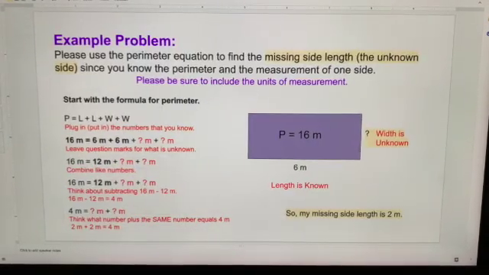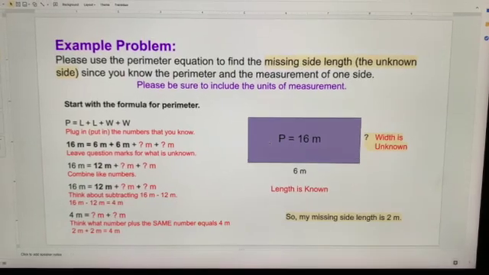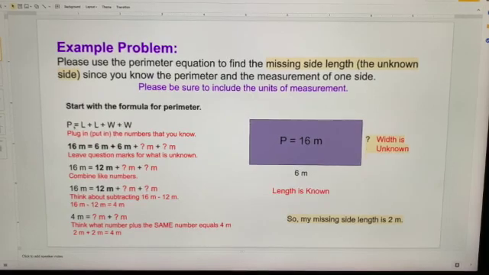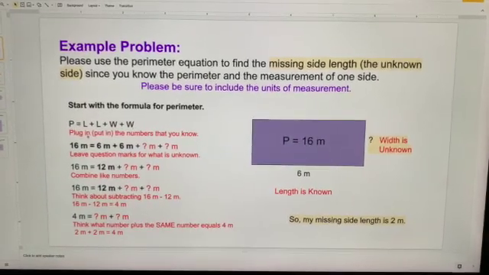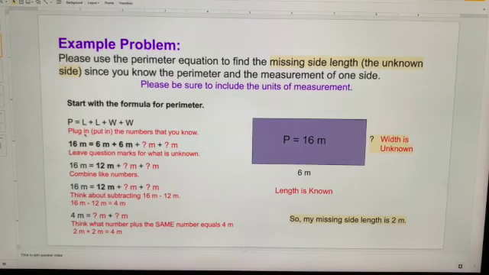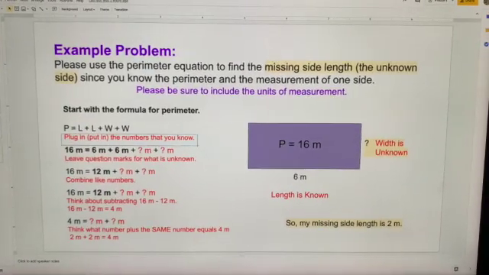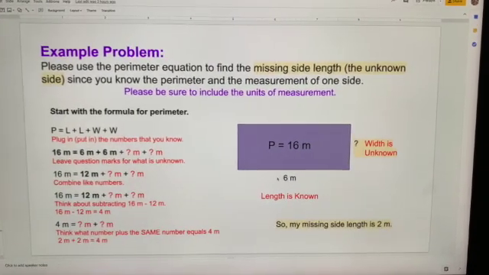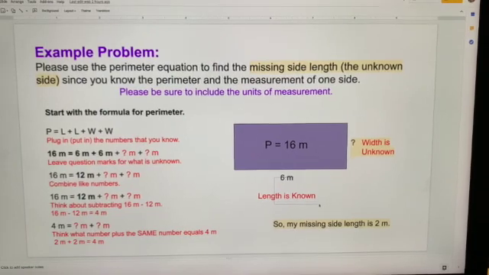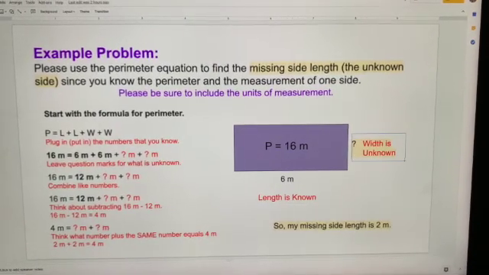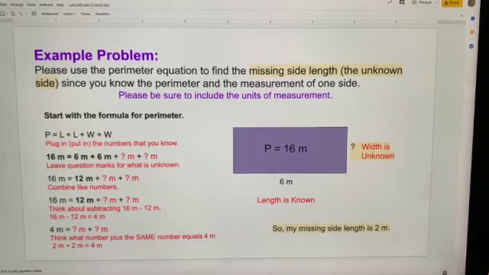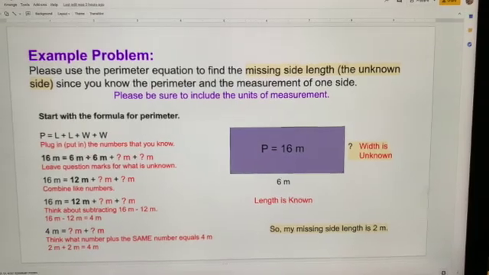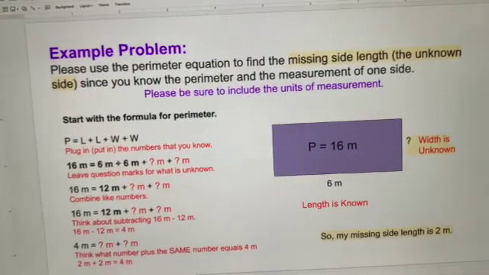So let's go back to the example. This is what I just did on my whiteboard. You always start with the formula. So the first thing you do is write down the perimeter formula. And then you plug in the numbers that you know. What do you know? In this case, we know the length. We do not know the width. We also knew the perimeter. So we plug in what we know.